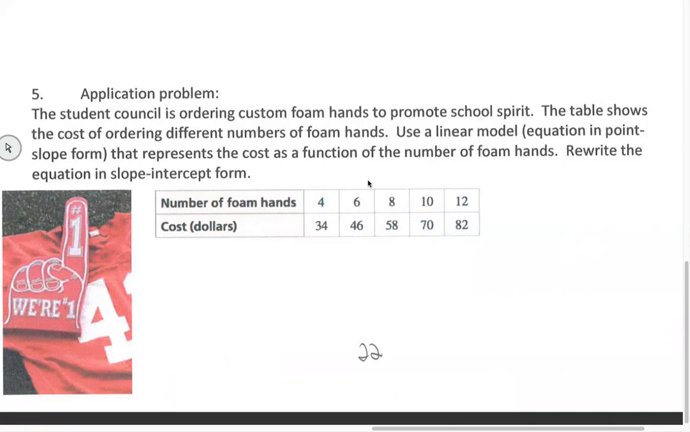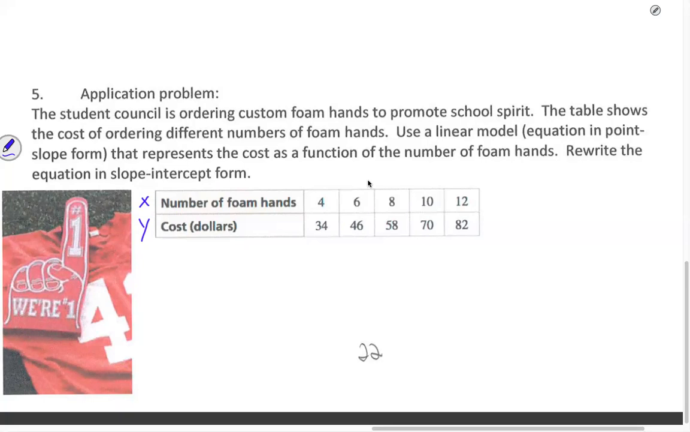Yes. Okay. Now, I need two things. I need a point and a slope. Well, let's tackle the slope first. Now, up here at the top, the number of foam hands is going to be x, and the cost is going to be y, because cost depends on the number of foam hands. So that means x is going to be the top, y is going to be the bottom.